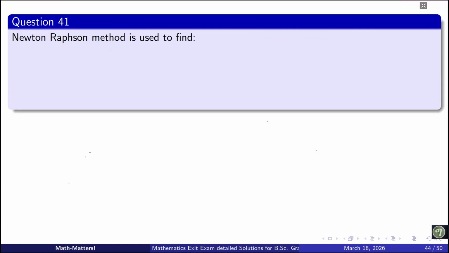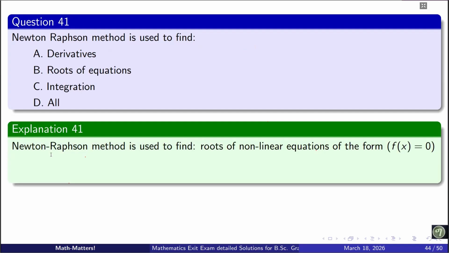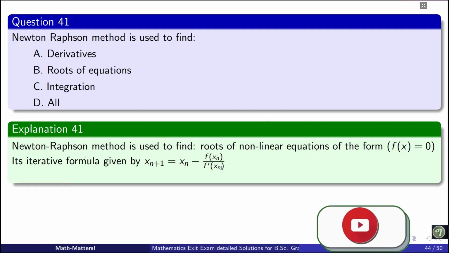Next, the Newton-Raphson method is used to find basically derivatives, roots of equations, integration, and all. Here, the Newton-Raphson method is used to find roots of nonlinear equations of the form f of x equals 0. The iterative formula for this method is x_{n+1} = x_n minus f of x_n over f derivative of x_n.